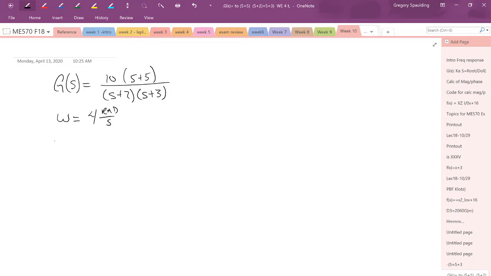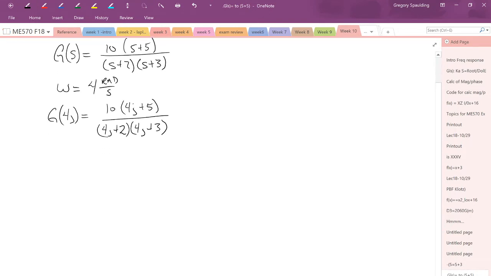So if we do our substitution first, for j omega we're going to put our frequency in for our s. What we end up with is 10 (4j plus 5) divided by (4j plus 2) and (4j plus 3). All right, so now we have our equation that we want to solve and find the magnitude and phase of G at this specific frequency. But we're going to do this in parts.